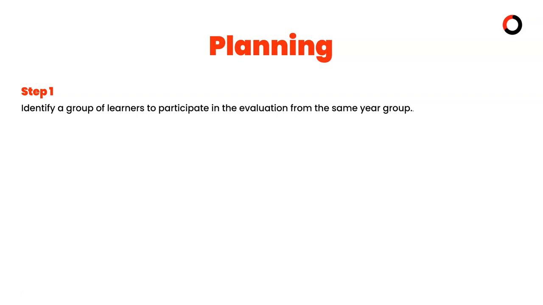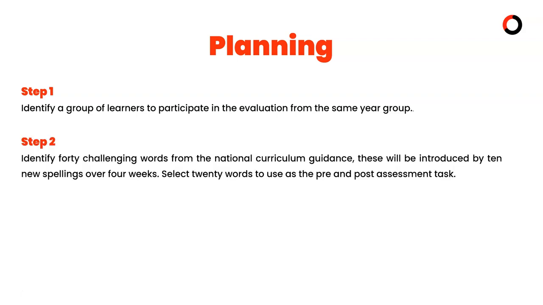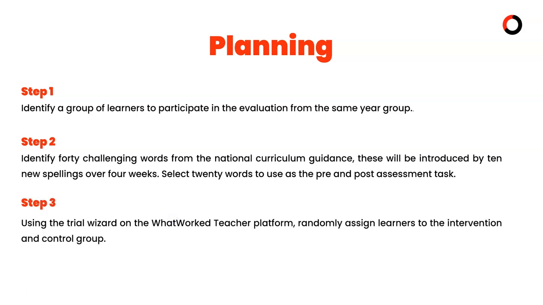So in the planning stage, identify a group of learners to participate in the evaluation from the same year group. Then, using the guidance which we'll provide, identify 40 challenging words from the National Curriculum Guidance. These will be introduced by 10 new spellings over a week for 4 weeks, and then select 20 words from this to use as a pre- and post-assessment task. Using the trial wizard on the What Worked Teachers platform, randomly assign the learners to intervention and control.